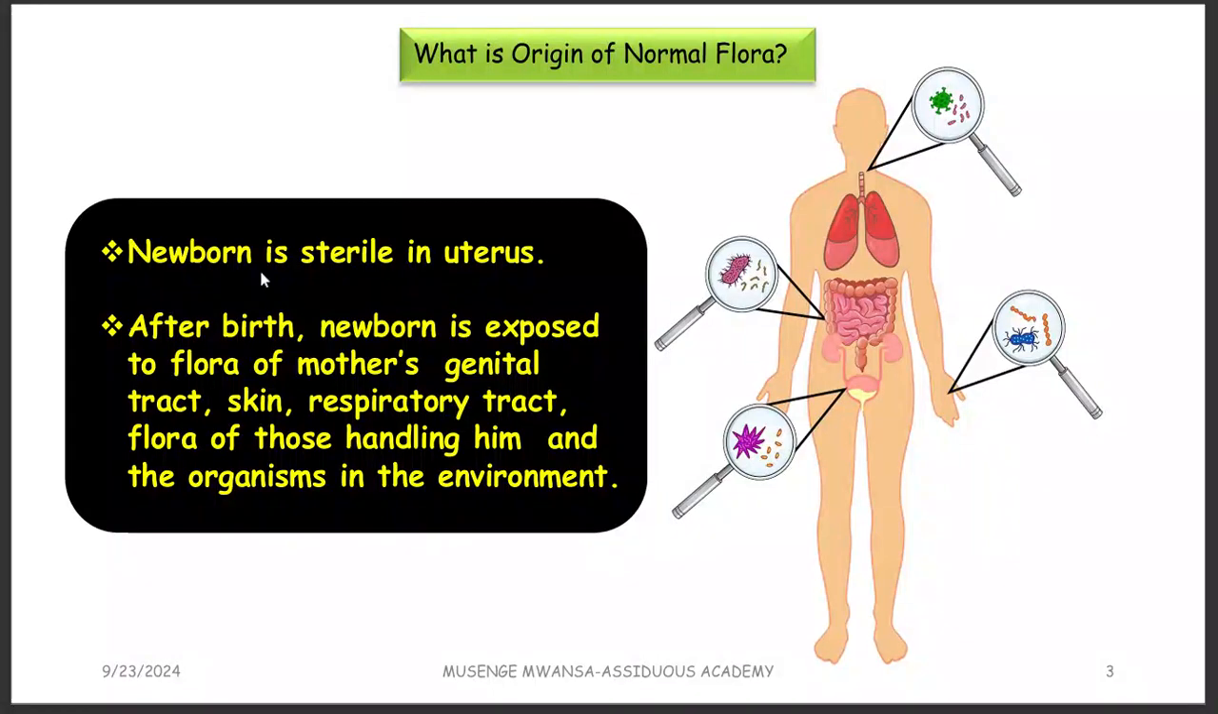Now, where do the normal flora come from? If you look at a newborn, it is sterile. Sterile just means that they don't have bacteria because in the uterus there is no bacteria. But after birth, newborns are exposed to flora of the mother's genital tract, the skin, the respiratory tract, flora of those handling him, and also the organisms in the environment. So that is how we end up getting the flora.